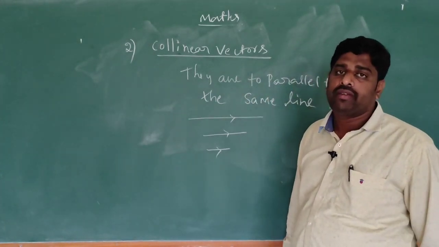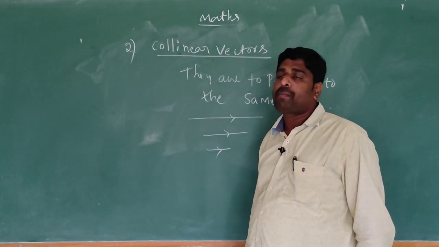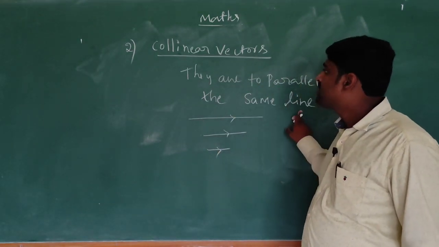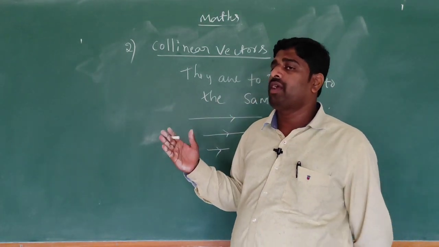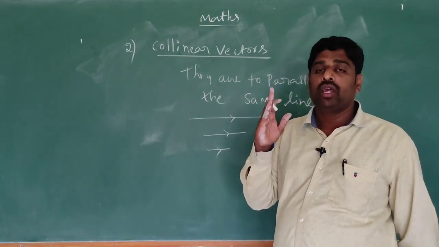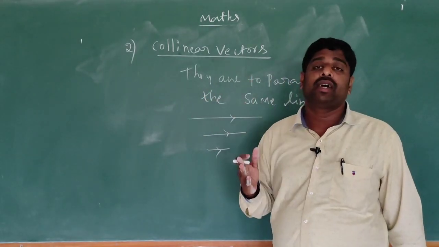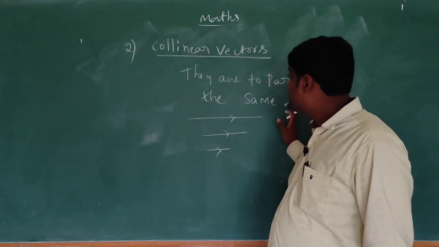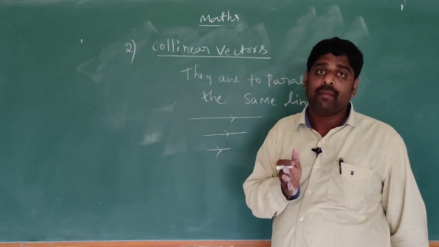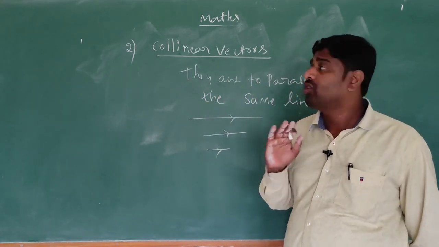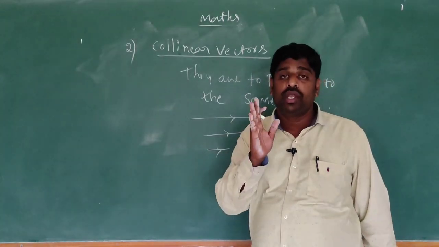So what are collinear vectors? Two or more vectors are said to be collinear if they are parallel to the same line. My dear students, don't confuse coplanar vectors and collinear vectors. Collinear vectors means they are parallel to the same line. Coplanar vectors means they are parallel to the same plane. Collinear vectors means they are parallel to the same line.